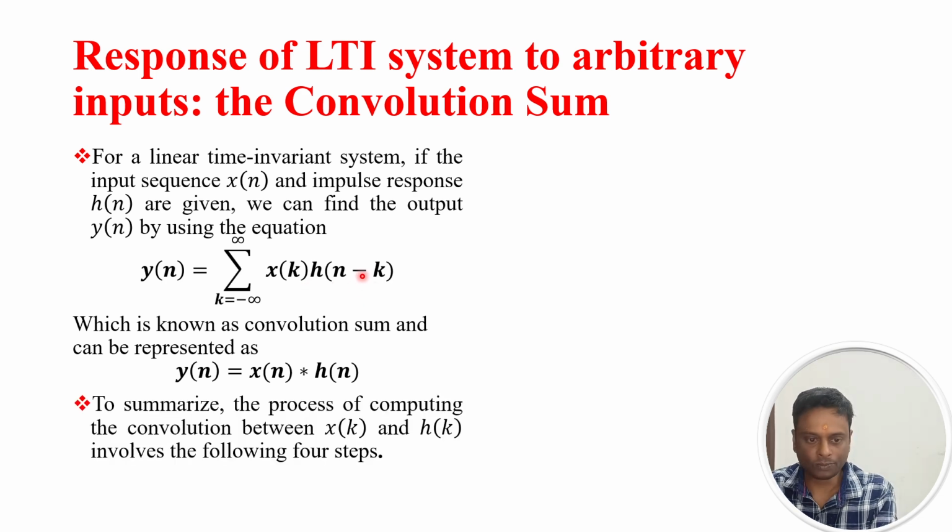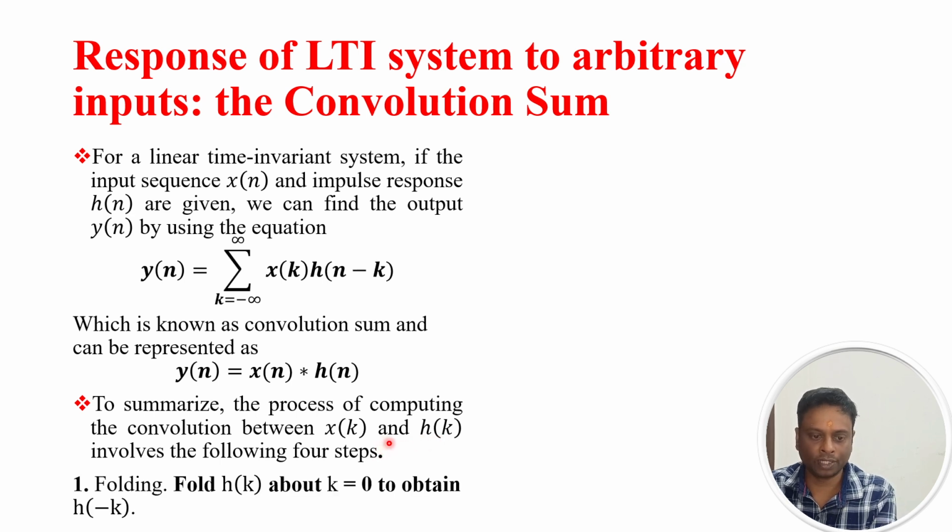To summarize, the process of convolution between x of k and h of k involves four steps. What are the four steps? First, you have to fold h of k, because we have to get h of n minus k. So you have to find h of minus k first. That can be done by folding: fold h of k about k equal to 0 to obtain h of minus k.